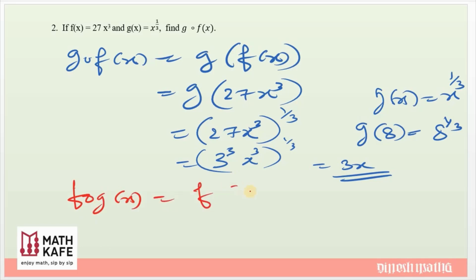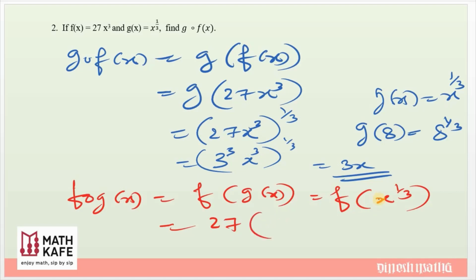Suppose you want to get it the other way, maybe f composition g of x. This will become f of g of x. f of, what is g of x? x to the power 1 by 3. Now f of g of x means in f, x must be replaced by g of x. f of x is 27x cube. So this is 27 into, instead of x, x to the power 1 by 3 whole to the power 3. So it is 27x. f of g of x and g of f of x, both we have calculated.